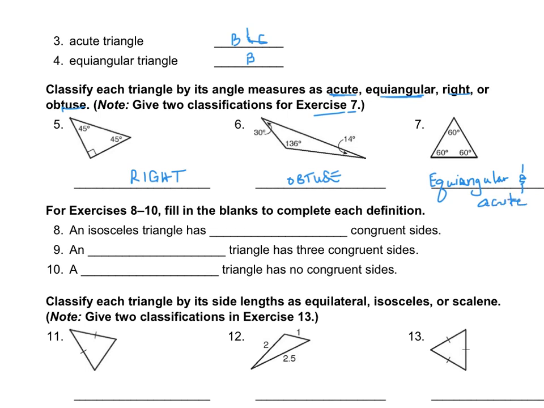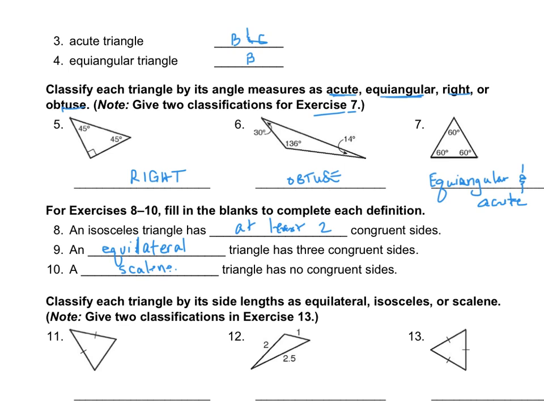Okay, fill in the blanks. An isosceles triangle has at least 2 congruent sides. A what triangle has 3 congruent sides? Equilateral. My pen's kind of having a hard time today. Okay, a what triangle has no congruent sides? That would be a scalene.